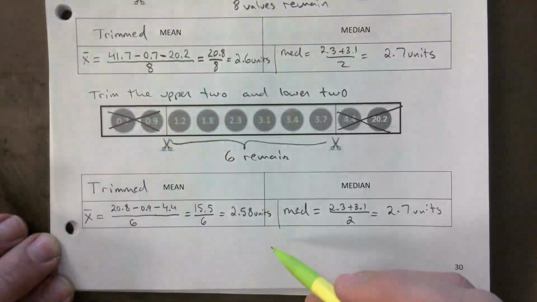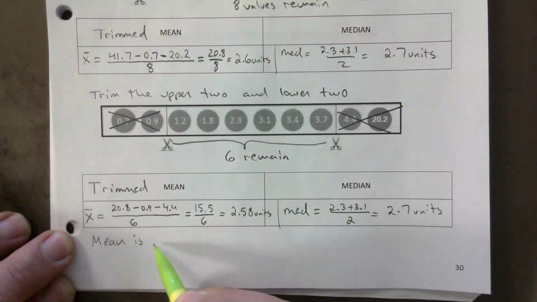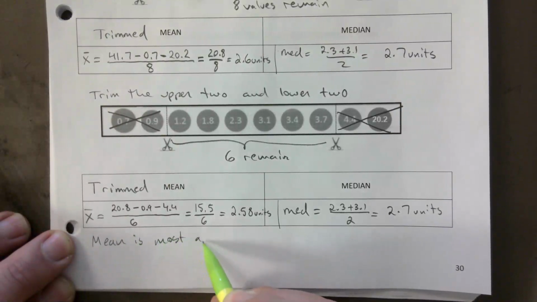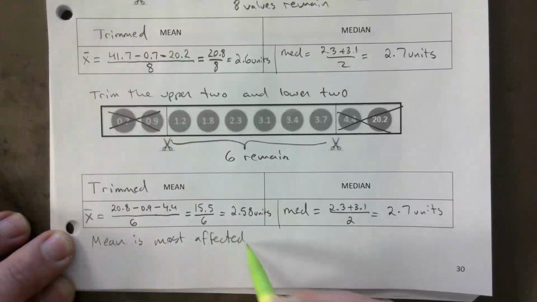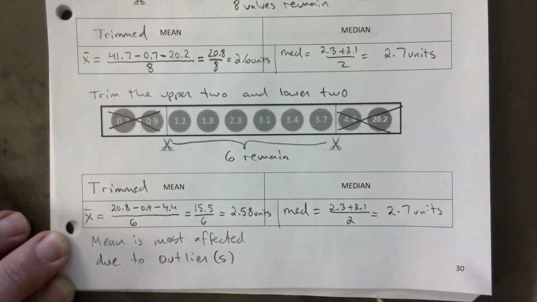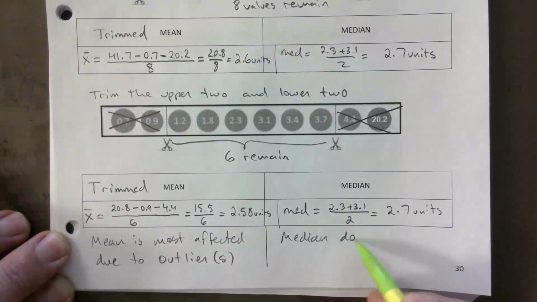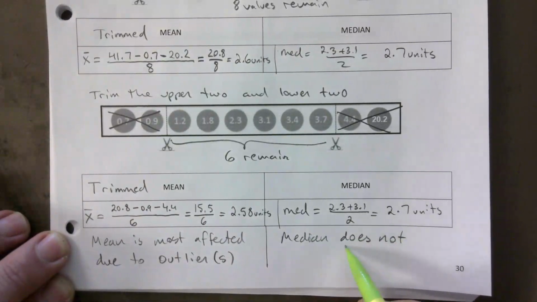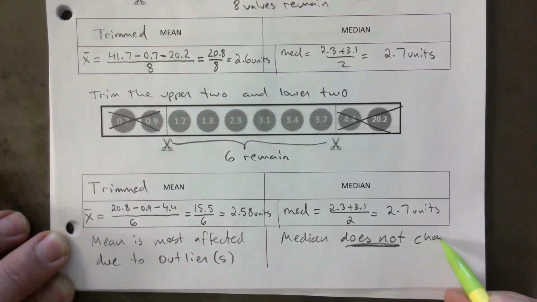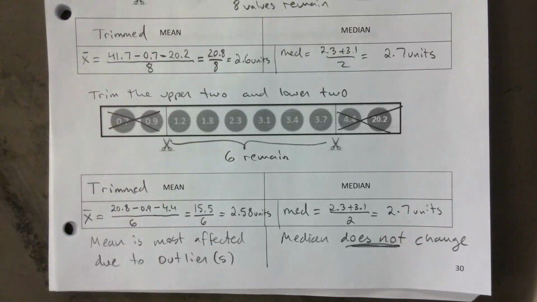So at the bottom here, mean is most affected due to outlier or outliers. Median does not change. It remains the same. Okay, it's always going to be the same.